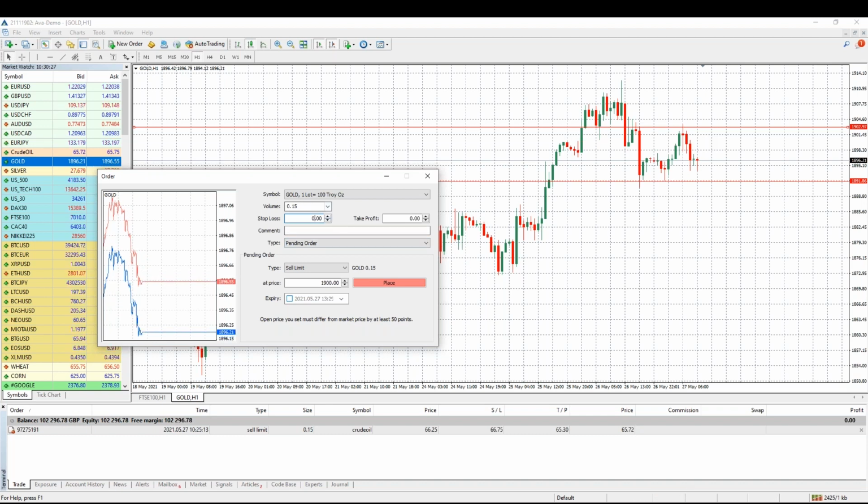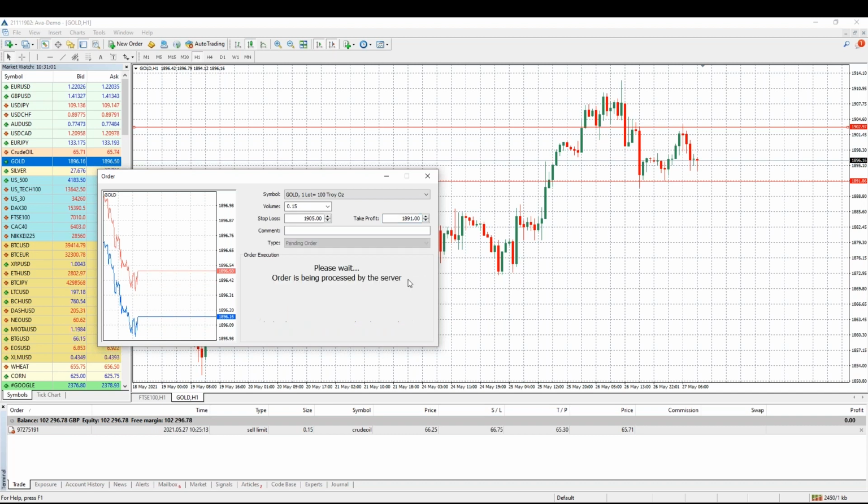So pending order, 1900, stop loss maybe just above this resistance, which then is 1905. So you're only risking $5 per ounce in your position. And the take profit could be back at this support, which is at 1891. So we're going after about $10 profit, $9 profit per ounce, and only risking 5. Again, about double the potential profit to what you're risking.